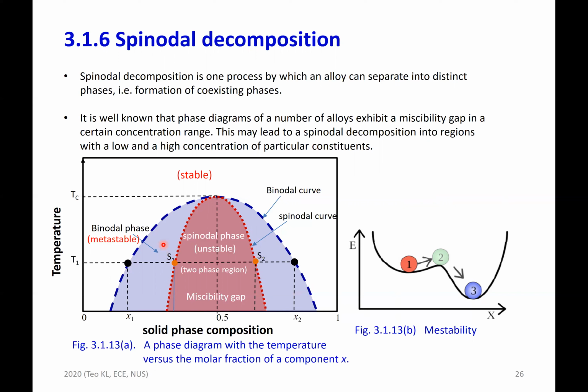The blue region inside here is known as the binodal phase, where the phase is basically metastable, which we have discussed before on what is metastable stability. Now, the red region inside here is known as the spinodal phase, which means the phase is unstable, and this is where the two phases can coexist. Sometimes we call this the miscibility gap.